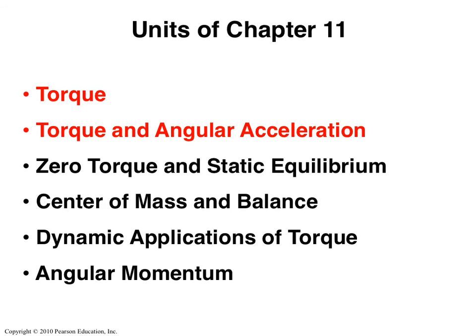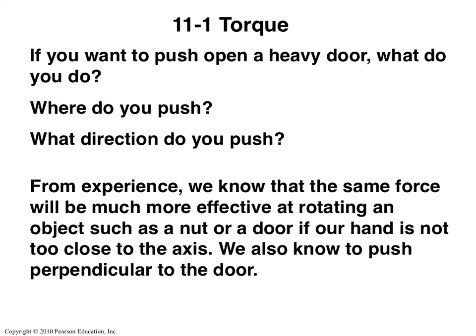Let me get started with this. Chapter 11. We're going to talk about rotation, and we're going to talk about extended bodies, which is why we talk about center of mass and whatnot, right? So we'll come back to center of mass soon. The first thing is, if I want to rotate an object, so now you can look at the world a little differently. When I'm trying to open the door, I'm not really trying to open the door, I'm trying to rotate an object. Okay?